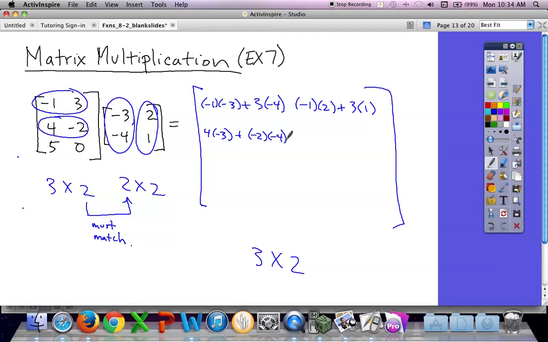Okay, second row, second column. Use the second row of the first matrix and the second column of the second matrix. 4 times 2 plus -2 times 1. That'll be 8 minus 2 is 6. So 4 times 2 plus -2 times 1.